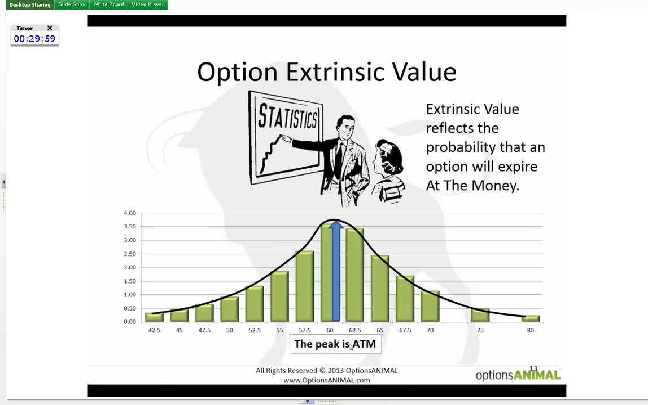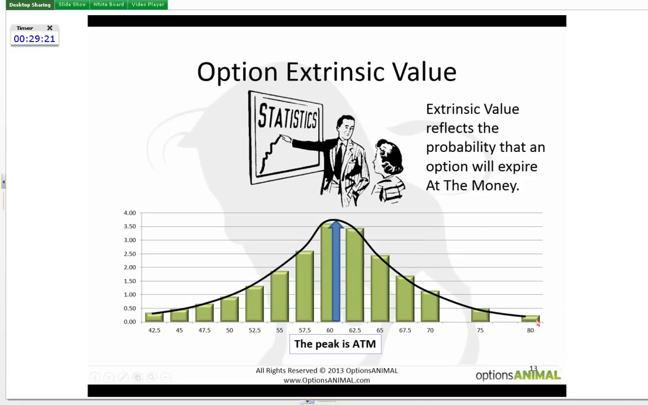So anything that impacts the probability of the stock moving to a particular strike. Let me repeat that. Anything that increases the probability of a stock moving to a particular strike will increase the extrinsic value. Okay? So what are the things that can impact that? Well, let's say if the stock were to move to 80, well, what do you think this bell curve would look like? Everything would shift out to here, and we'd have a peak here. Why? Because the stock's now trading at 80, and that's the greatest probability for expiration.